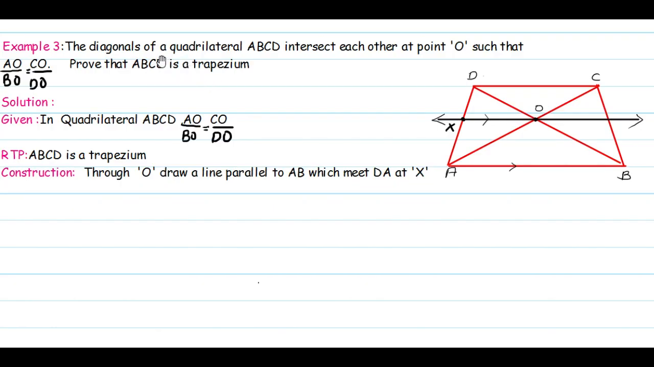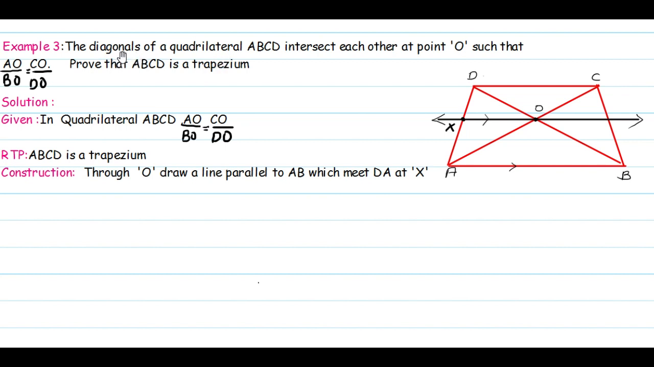Hello everyone, in this video we will solve example 3 of similar triangles. The diagonals of quadrilateral ABCD intersect each other at point O such that AO by BO is equal to CO by DO. We need to prove that ABCD is a trapezium. Let us understand the question first.